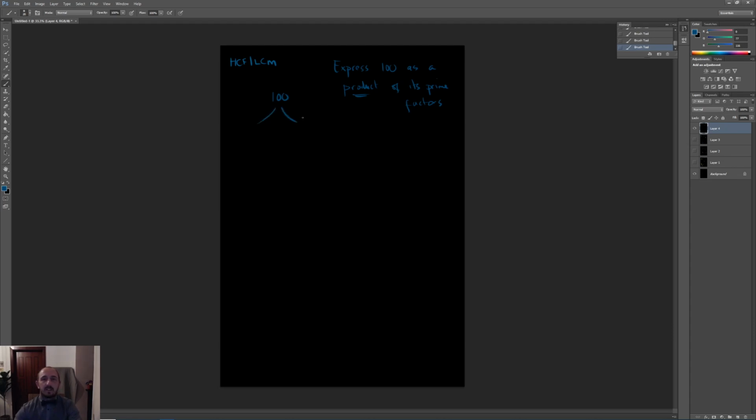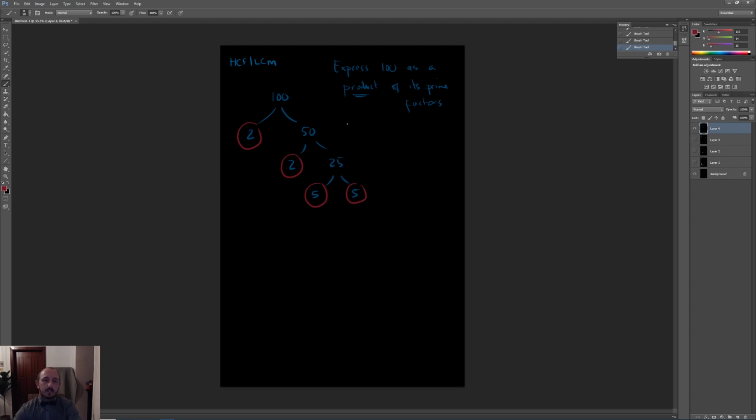You can start with 2, is usually the easiest. 2, and then 50. So 2 times 50, they pair up. You can carry on with 2, and 25, and 5, and 5, like that. So when we hit a prime number, we stop. And notice that they kind of look like cherries there, so hence the name.